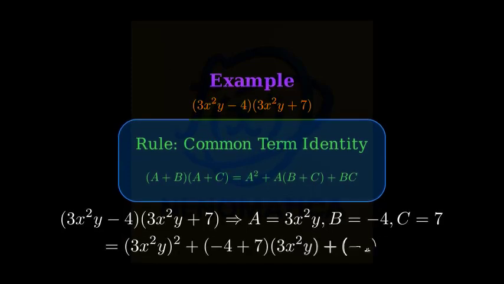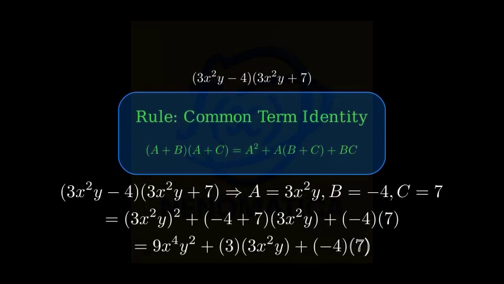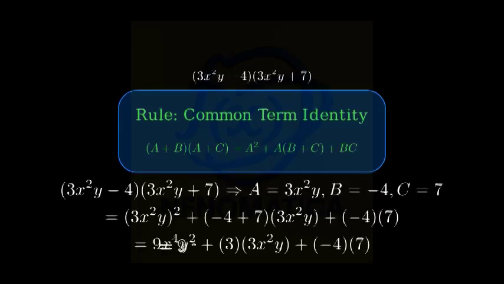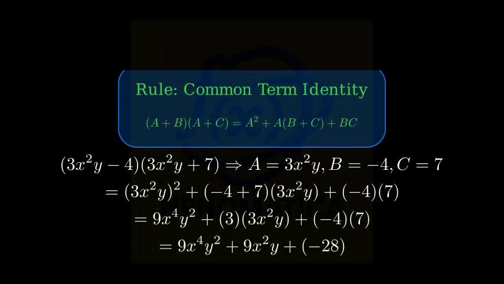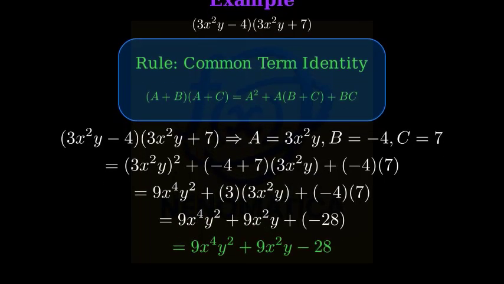First, we find a squared, which is 3x squared y squared. Next, we compute a times the quantity b plus c. This gives us 3x squared y times the quantity negative 4 plus 7, which is 3x squared y times 3. Finally, we calculate b times c, which is negative 4 times 7, giving us negative 28. Simplifying, we get our final answer, 9x to the 4th power y squared plus 9x squared y minus 28. This is the expanded form of our original expression.